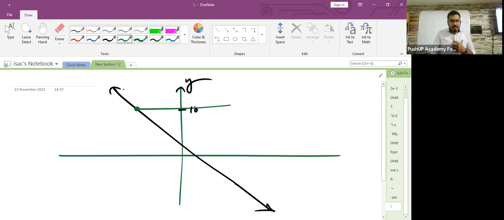Children, see this point 10 and draw a horizontal line which passes through this graph. Just do it. If you're not able to just look at the figure and find the answer, I will ask you to take the ruler and through this point 10, draw a horizontal line to this graph.